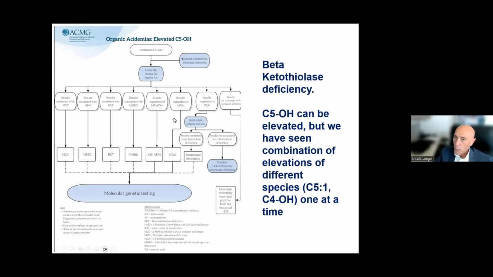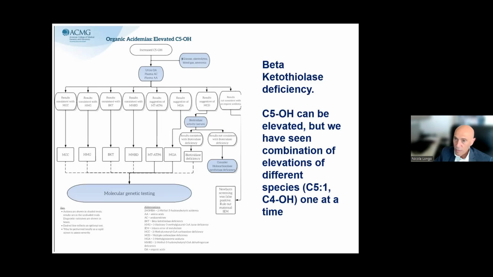So here is again the differential diagnosis of an elevated C5OH in the newborn screening, and beta-ketothiolase is here. Now, we had patients with beta-ketothiolase who had different abnormalities on the newborn screening. Some of them had elevated C5-1, some of them had elevated C5OH, some of them elevated C4OH, some of them elevated all three of them. Not necessarily they come together.